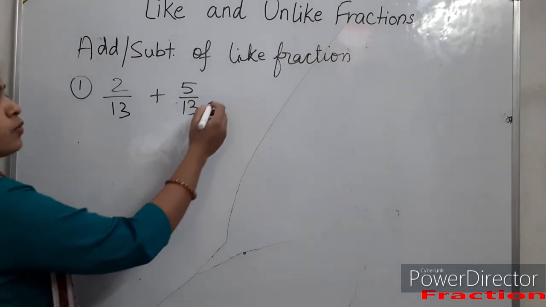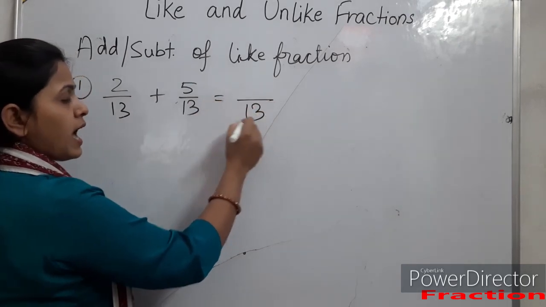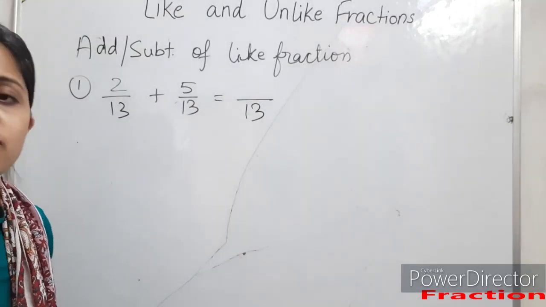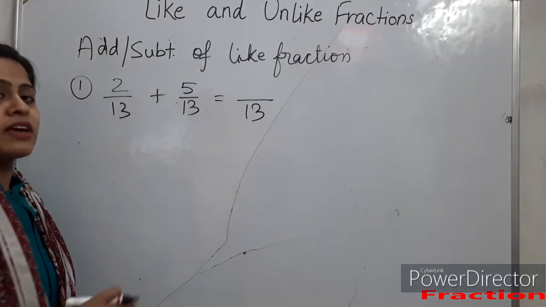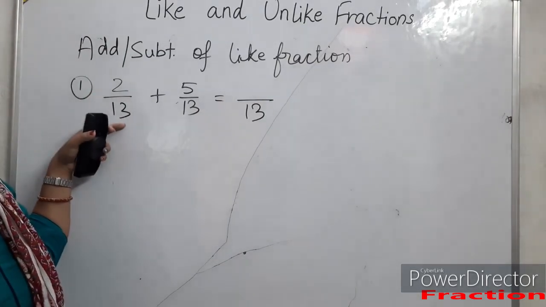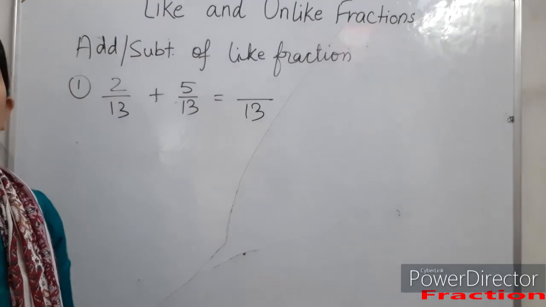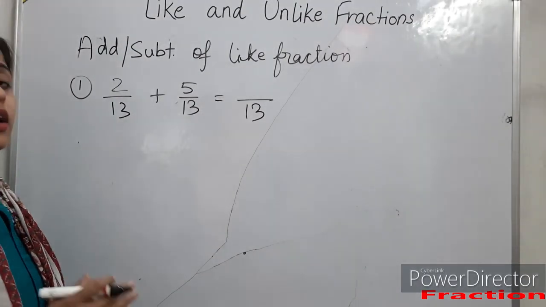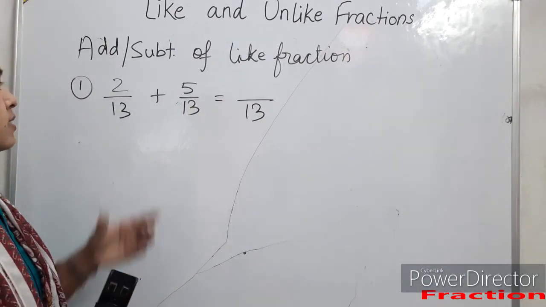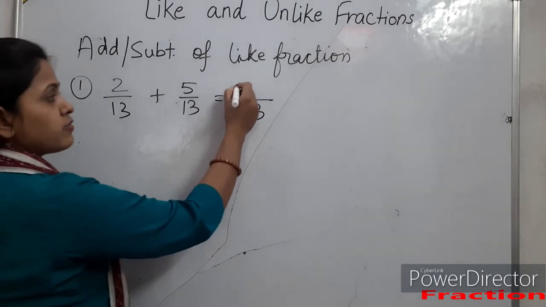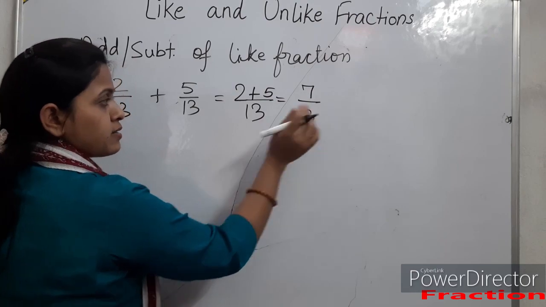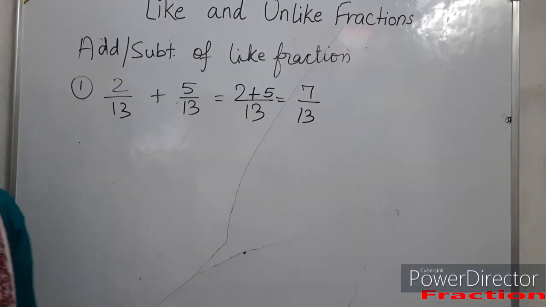Very simple. We just write the denominator as it is. We do not have to add the denominators in the case of like fractions, and in the case of subtraction also we do not need to subtract the denominators if it is a like fraction. So we write the denominator as it is, and now the numerator is 2 plus 5, which equals 7, over 13. This is your answer. 7 by 13 is your answer.